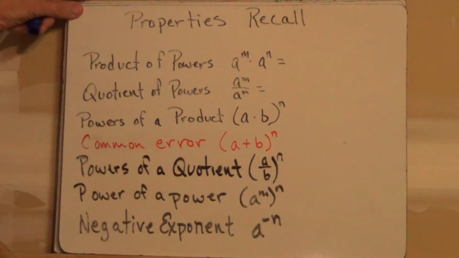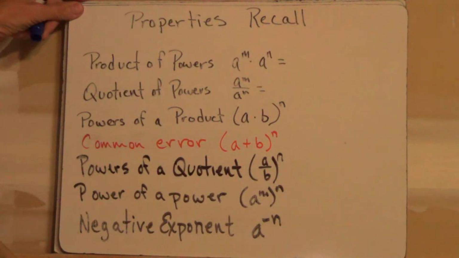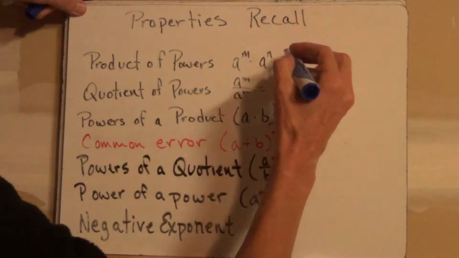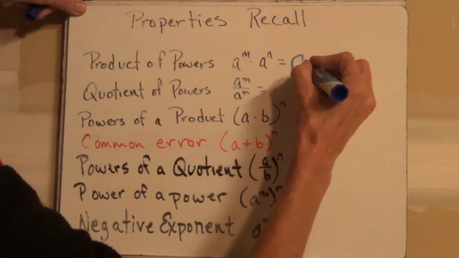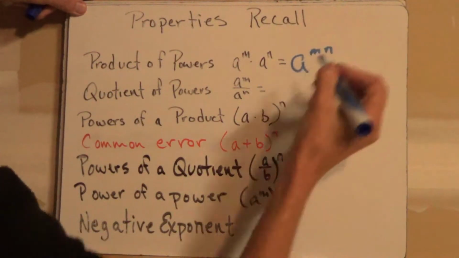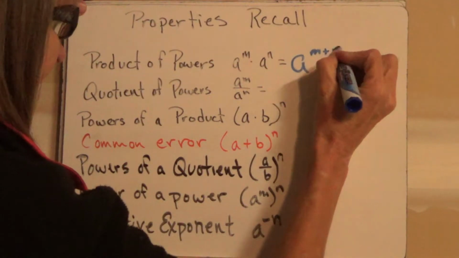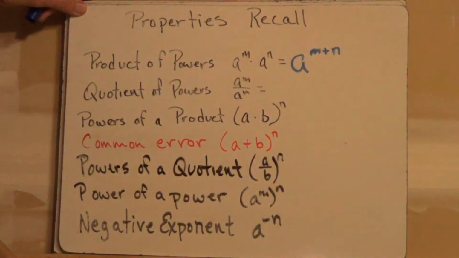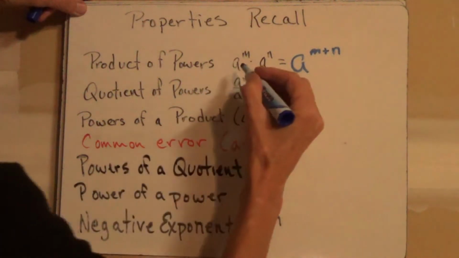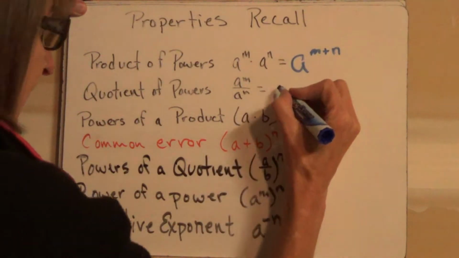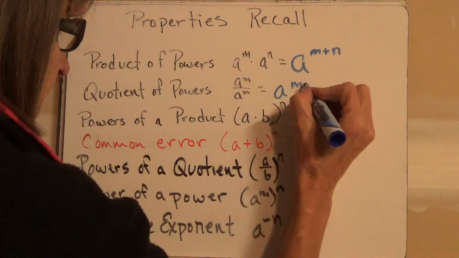Okay, I need you to make sure and get these in your notes. These are a review also of Algebra 1. Product of powers, a to the m times a to the n would be a to the m plus n. You multiply that, or sorry, m plus n. Wow. Just like I just showed you on the last board. a to the m divided by a to the n would be a to the m minus n.